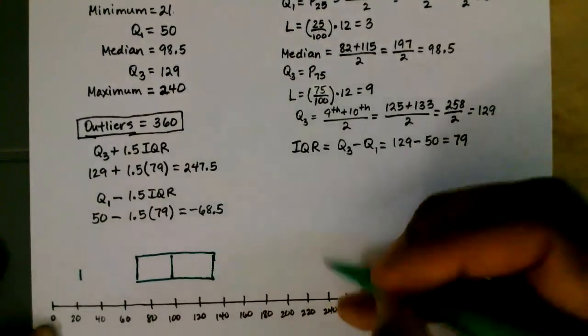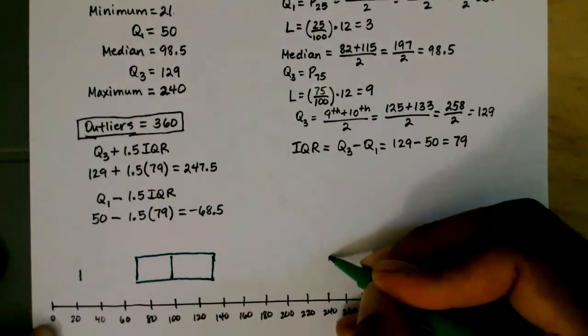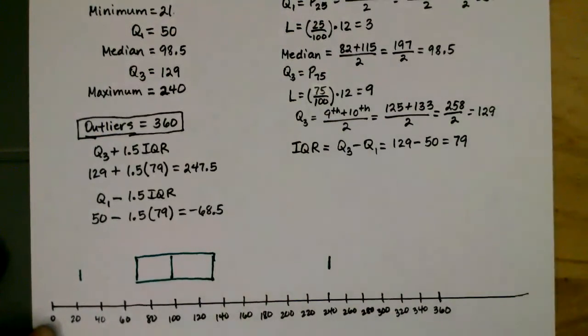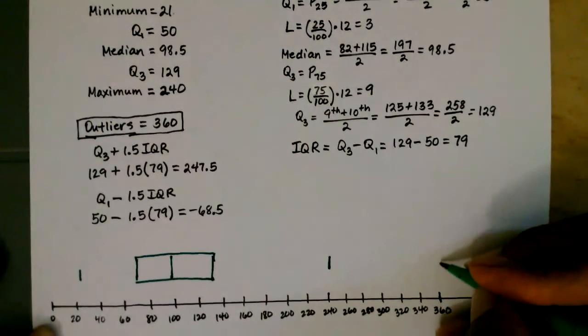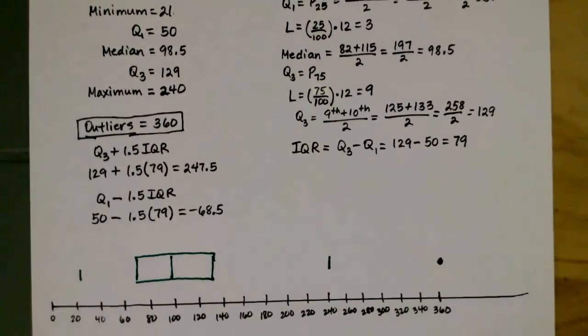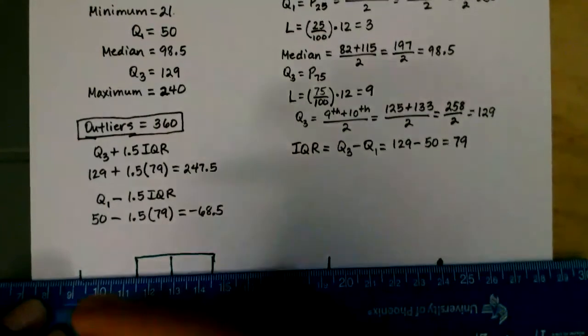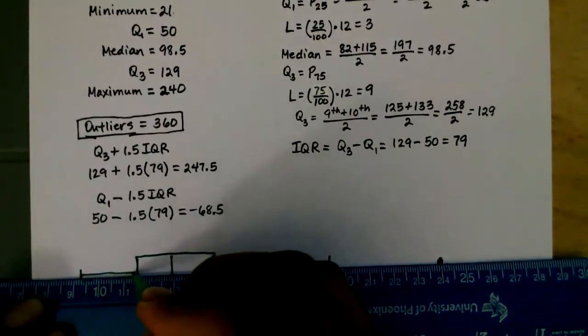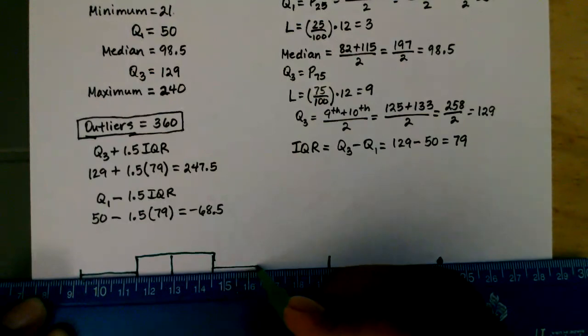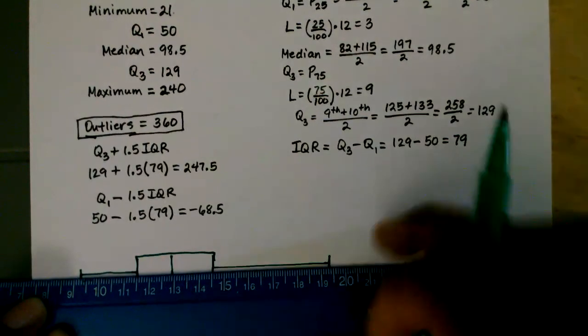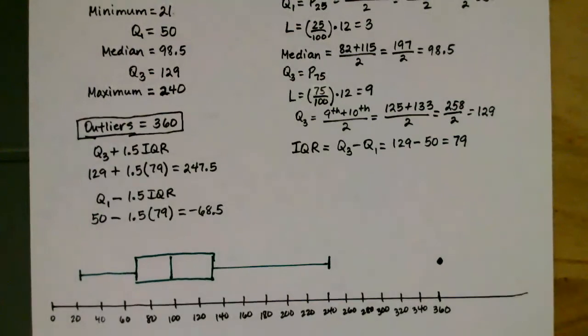The maximum is 240. So here's 240 way out here. Now for the outlier 360, that's way over here. So I'm going to draw a dot there to represent that data value is an outlier. Sometimes an asterisk can be used as well. And now I'm going to draw my whiskers from the minimum to Q1, and the other one from Q3 all the way out to the maximum. So this is what a modified box plot looks like for this data set.